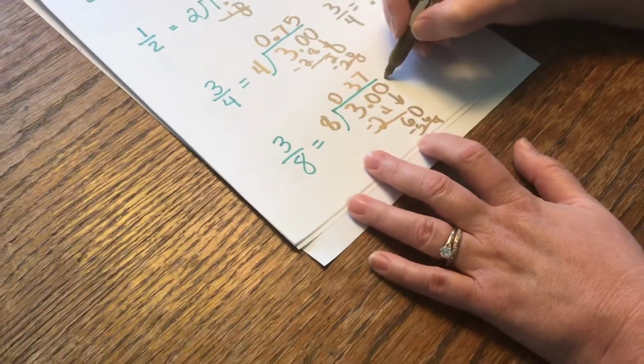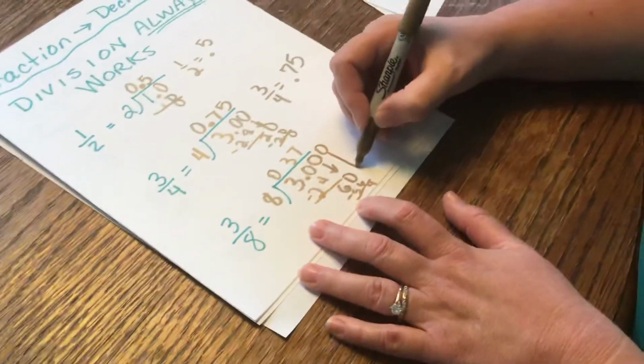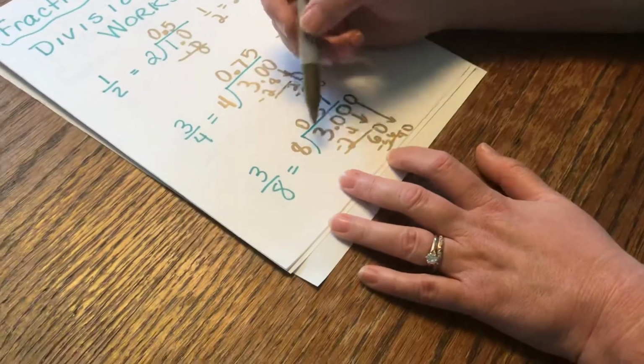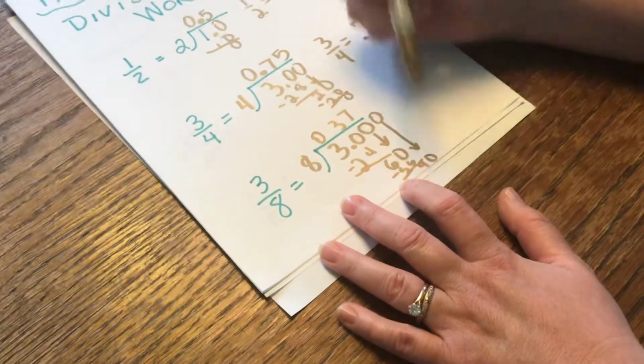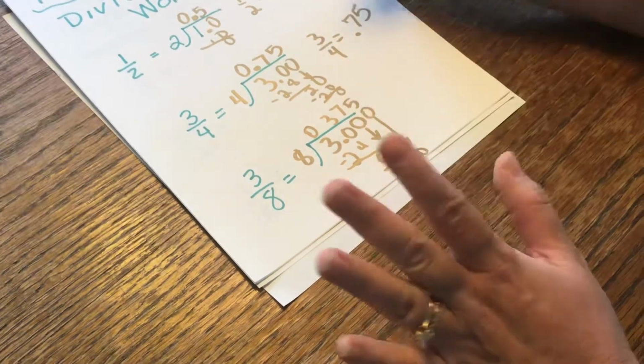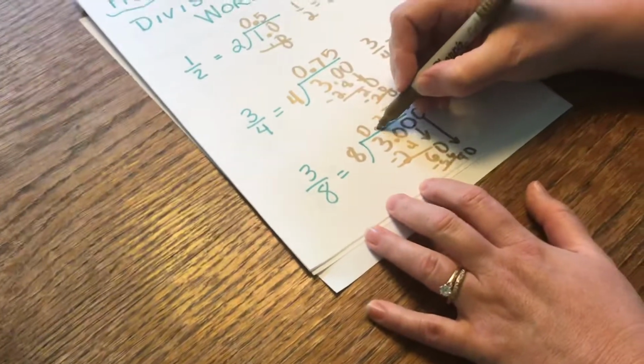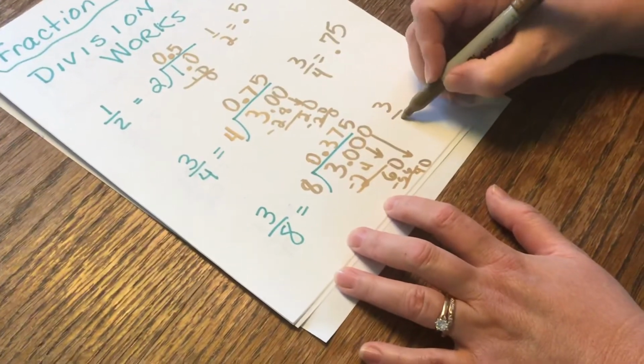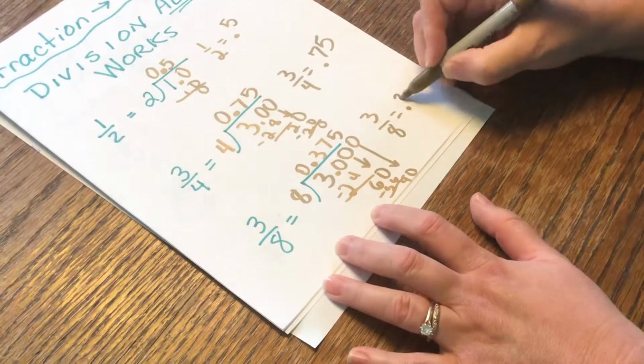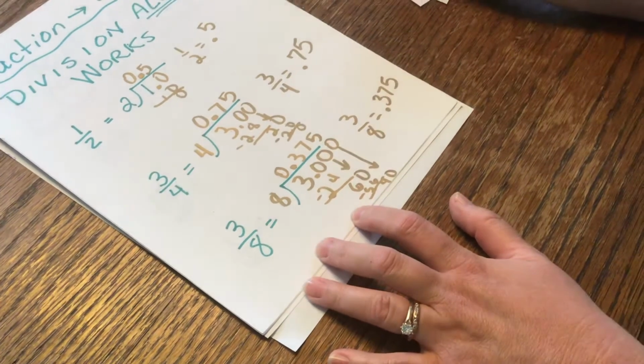I still don't have a good stopping place, so I'm going to bring another 0 down. And here we have a good spot. 8 divides 40 5 times. None left over. Bring up my decimal point. 3/8 is 375 thousandths.